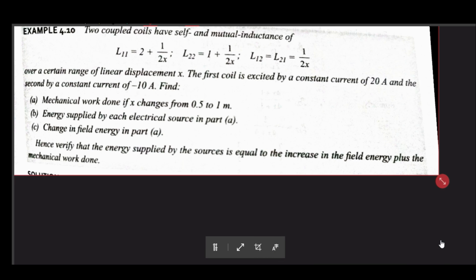So here a problem is given that two coupled coils, self and mutual inductances are given. Now over a certain range of linear displacement x, the first coil is excited by a constant current of 20 ampere. The second one is by minus 10 ampere. Now we have to find out the mechanical work. So it's very easy. You can do it without giving much thought to it.